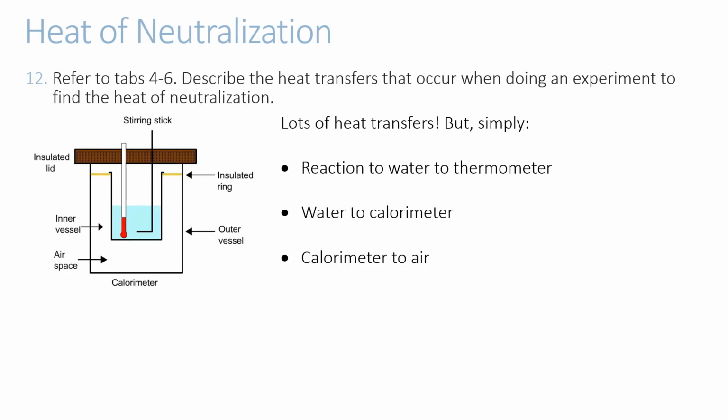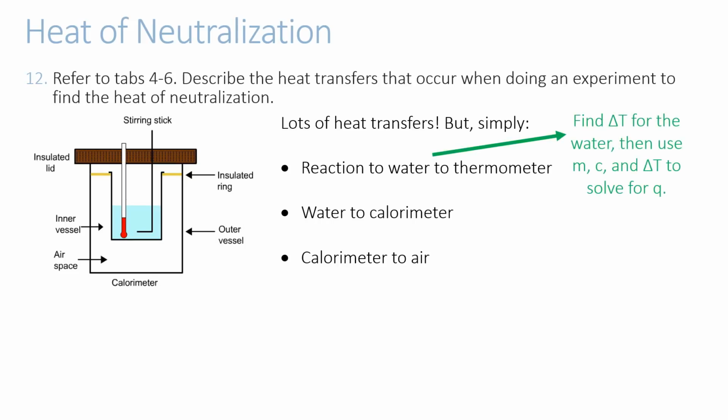But then just in simple terms, we've got the heat changes that cause error, and then we've got the heat changes that we need in order to find the heat of neutralization. So heat is going to be transferred from the reaction to the water to the thermometer. We can use that delta T for the water along with M and C for the water to solve for Q. So if I know delta T of the water and I know how much water I have, I can figure out how much heat is absorbed by the water.